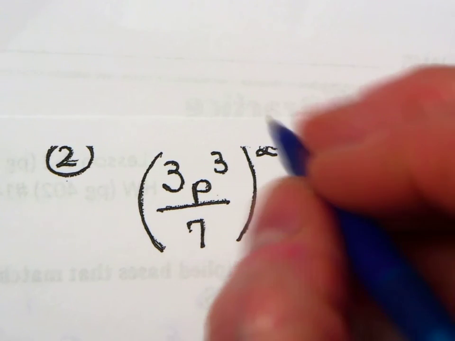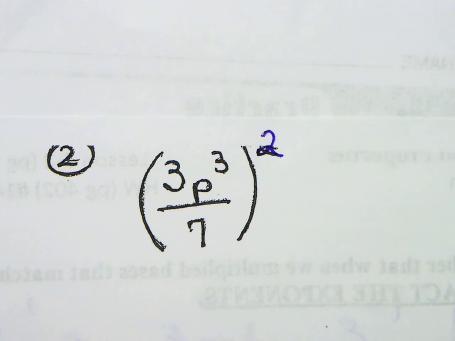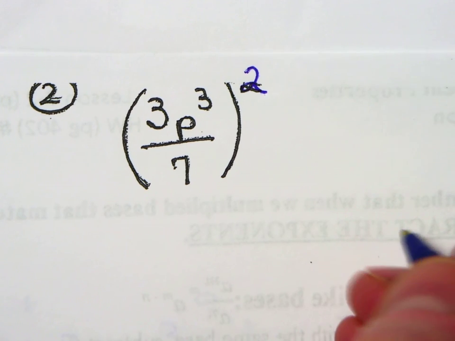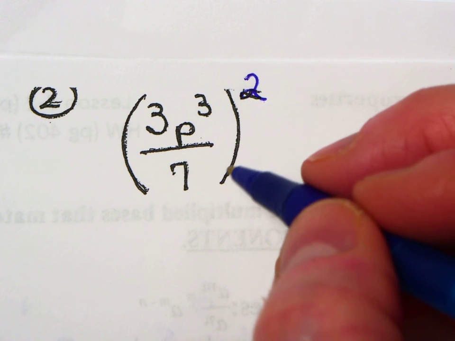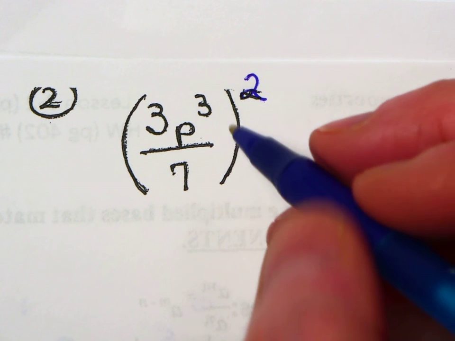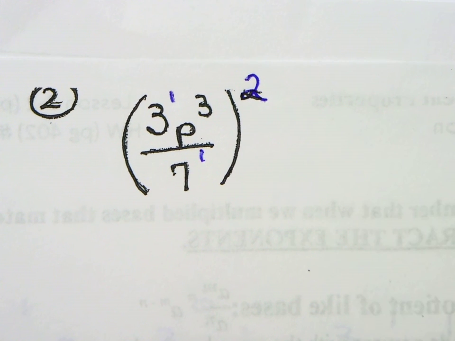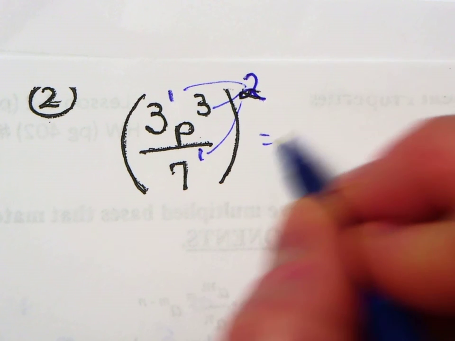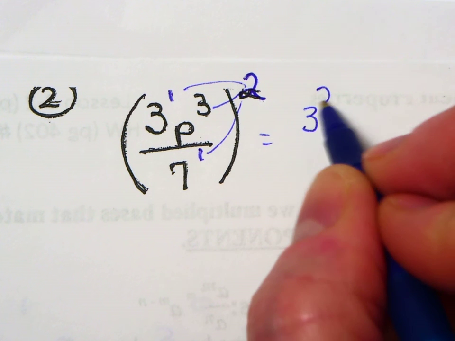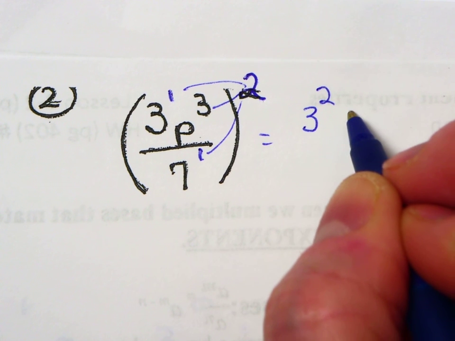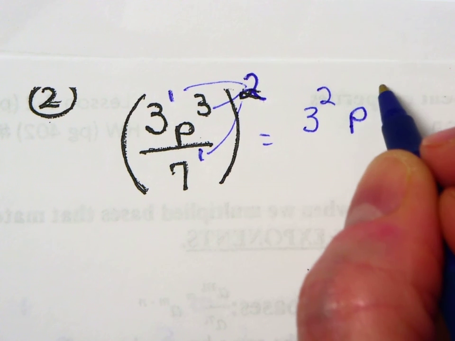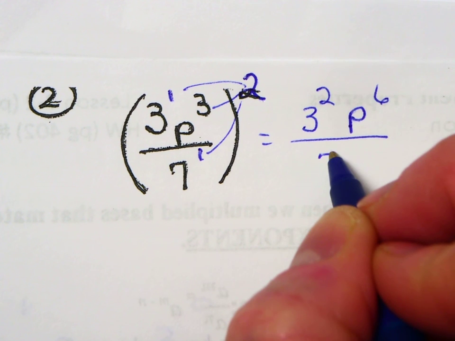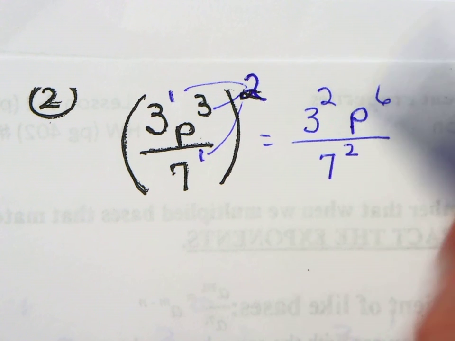Move to number 2. I apologize, this should have been a 2 and it somehow disappeared. Okay, what will be the first thing we better do to this thing? Simplify it. You get a 1. You get a 1. Now y'all get 2's, right? We're going to multiply by 2 to everybody who's got an exponent. So we've got 3 to the 2nd power. What's p going to be? It's p to the 6th over 7 to the 2.